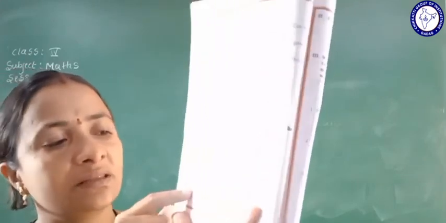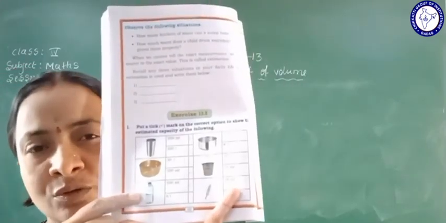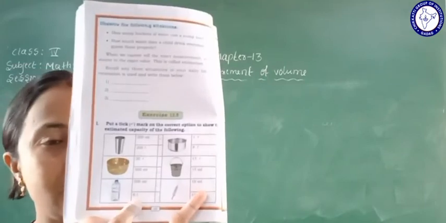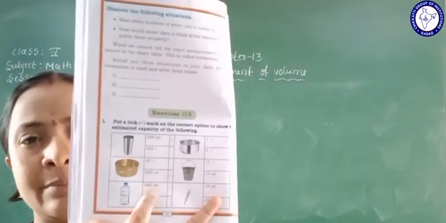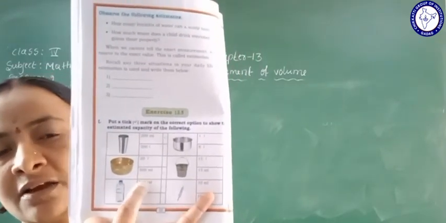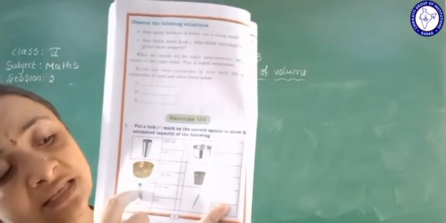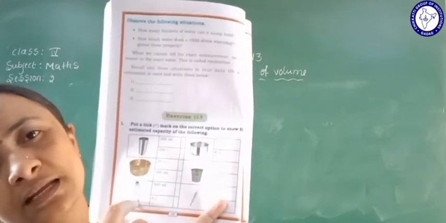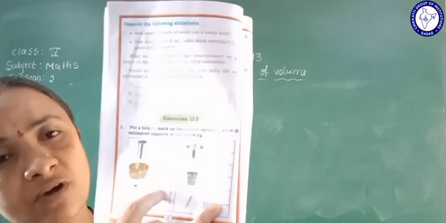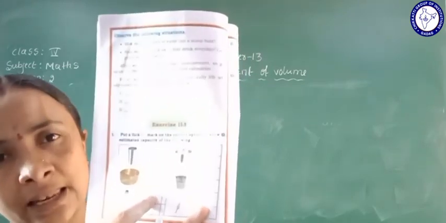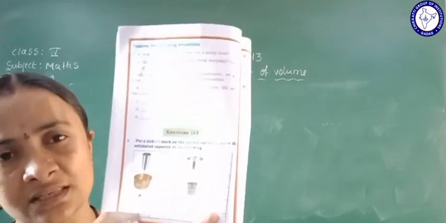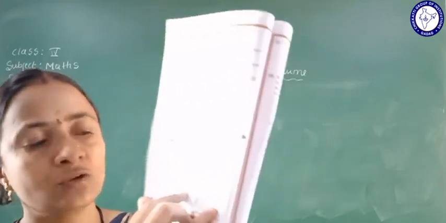Next one, this is a water bottle. Its capacity is 600 liters or 500 ml. So the capacity of this bottle is only 500 ml. This is a half liter bottle. Okay, can we do a mark here.